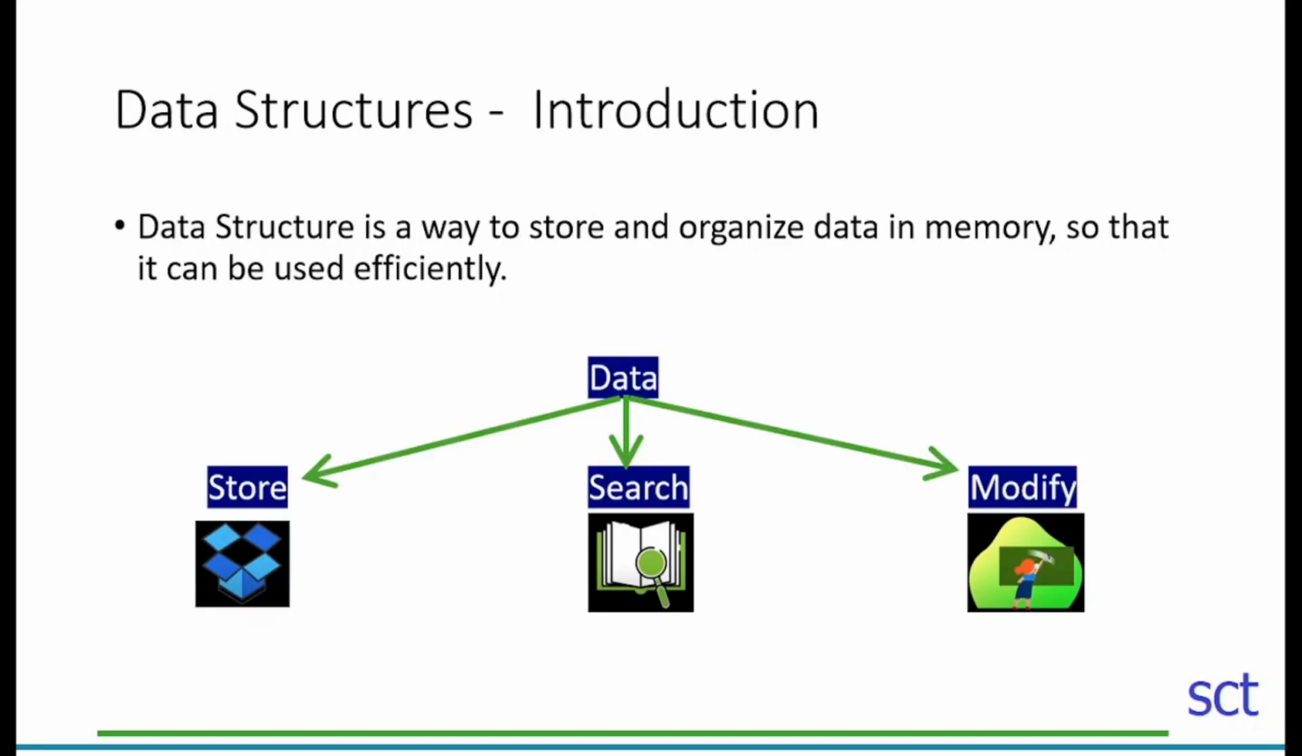What is a data structure? A data structure is a way to store and organize the data in the memory, so that it can be used very efficiently. If you look at the data, it can be stored, and you can perform two operations on it. One is a searching operation and the other is a modify operation.